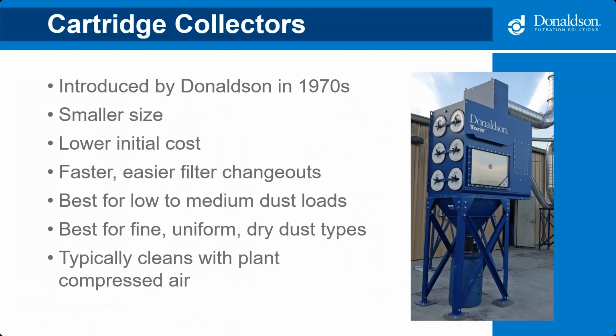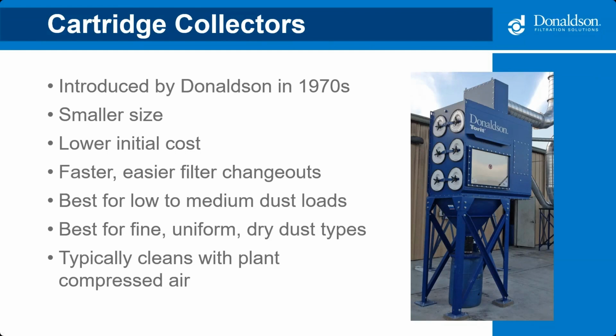Let's talk about cartridge collectors first, since they're the most common type specified and sold today. I always start by considering a cartridge collector and only consider other types if the cartridge collector won't work. Donaldson actually introduced them back in the 1970s, and they have come a long way since. They are smaller in size and have lower initial costs than traditional baghouses. And the filters are much easier and faster to change out. They are best for low to medium-sized dust loads, as well as fine, uniform, and dry dust types.